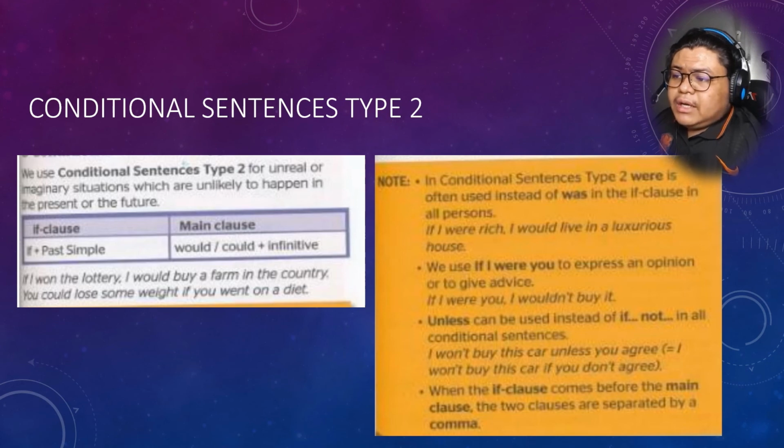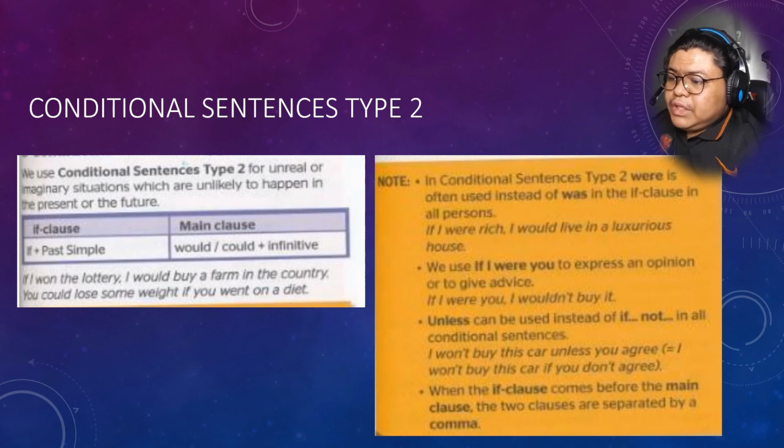If he was rich, okay, he would live in a luxury house. Okay, contohnya. Tapi benda tu jarang lah orang nak buat ayat macam tu kan. Biasanya ayat yang imaginary ni biasanya kita sendiri yang cakap.